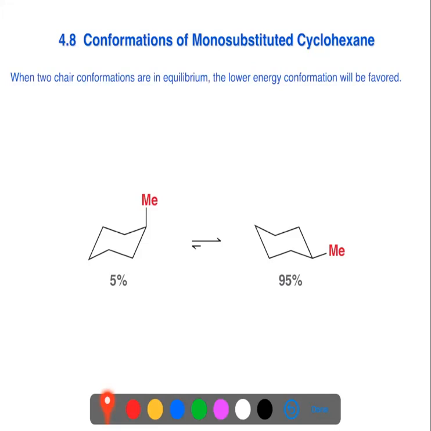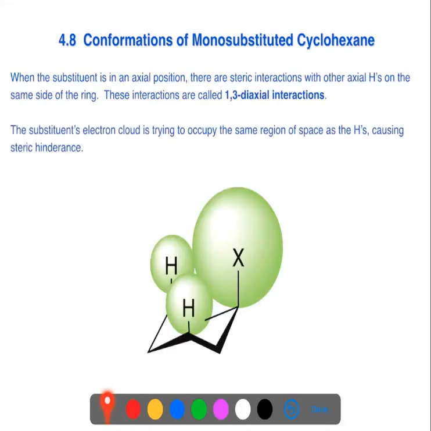And so as you can see, for this methyl cyclohexane, 95% of the time, the conformation will place that methyl group in the equatorial position. Only 5% of the time will methyl cyclohexane place the methyl group in the axial position. So when a substituent is in the axial position, there are steric interactions that can occur with other axial hydrogens on the same side of the ring.